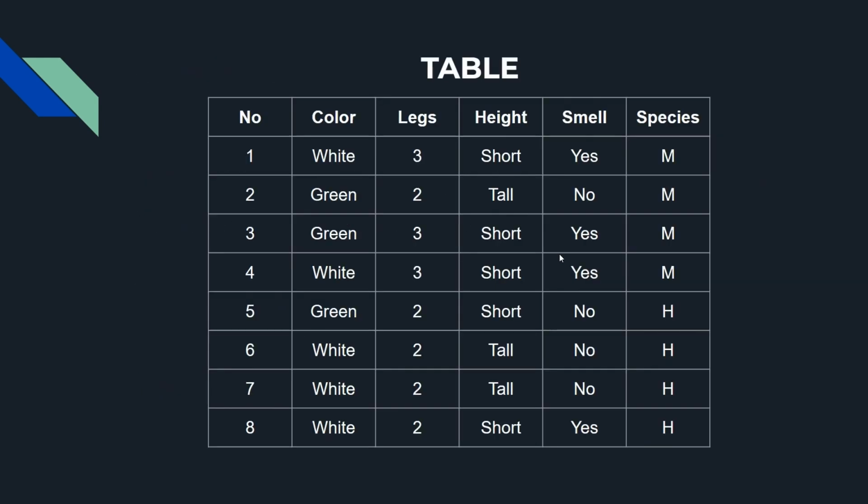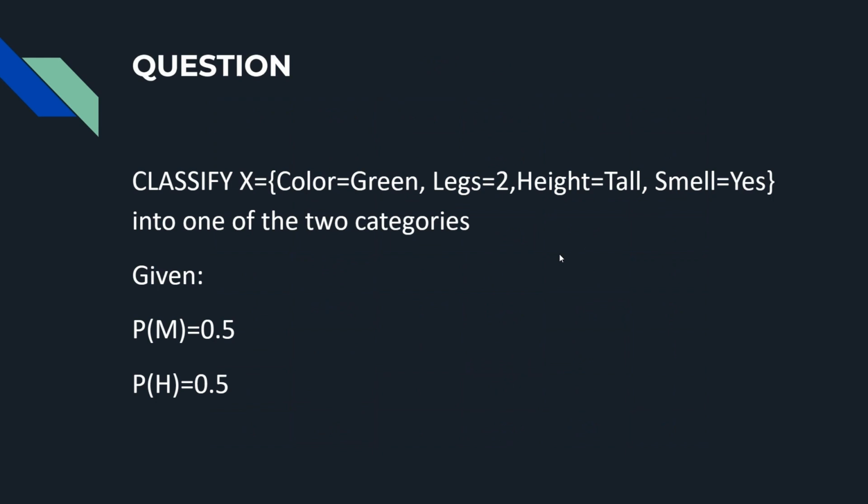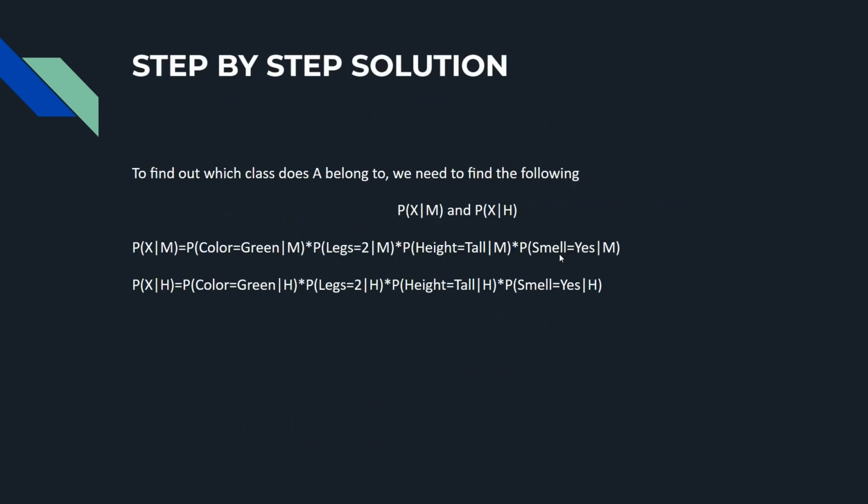First, see the target variable, that is species. M 1, 2, 3, 4 M's, 4 H's are there. So probability of M is 0.5, probability of H is 0.5. Now to find out which class x belongs to, we are going to calculate P of x by M and P of x by H.